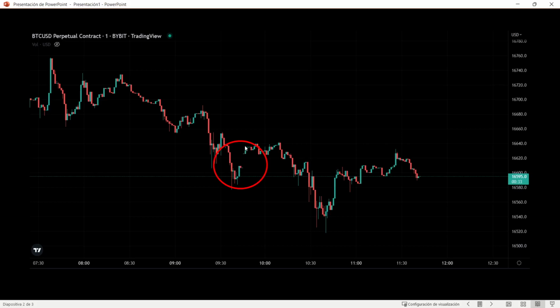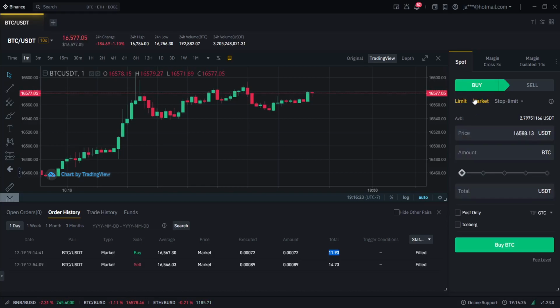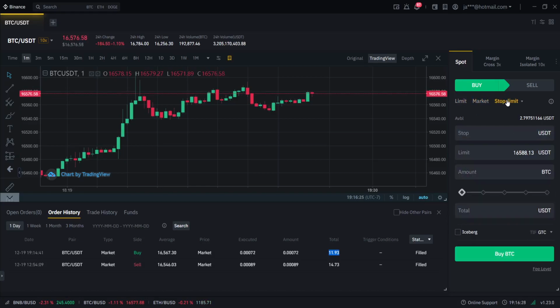For this reason, it's important for you to understand the pros and cons of using this type of order so that you can decide whether market orders are the right choice for you and your trading strategy. It's important to note that market orders are just one of several types of orders that you can use when trading. Other options include limit orders and stop limit orders, which I will make a video about soon.